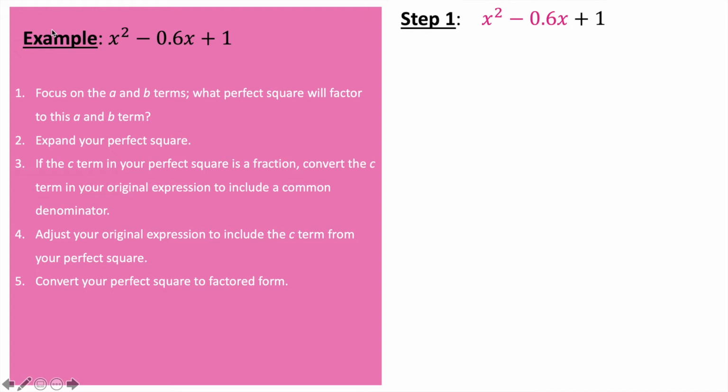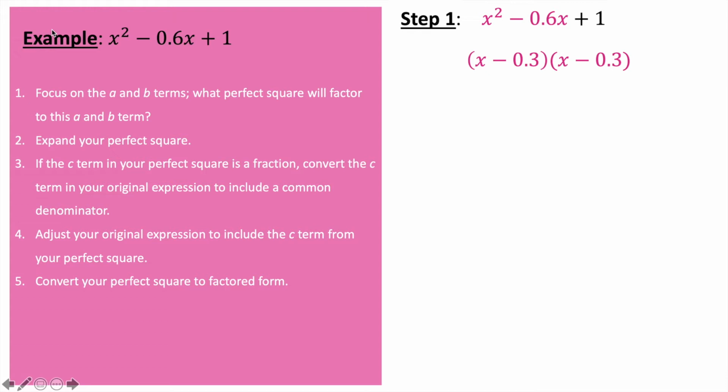I know that whatever the h value is, that is the number in my binomial, needs to be added twice to get negative 0.6. So that means my number will be half of negative 0.6, or negative 0.3.